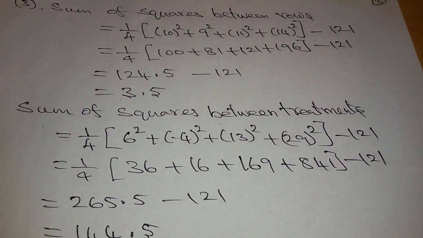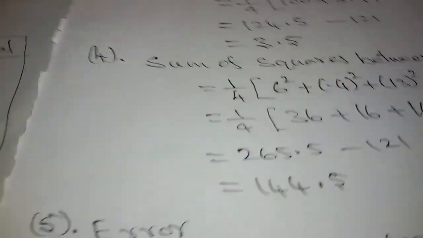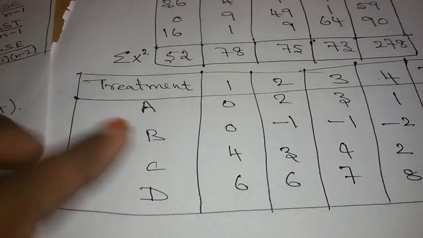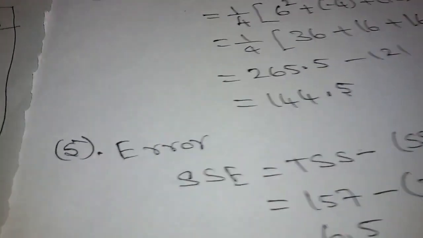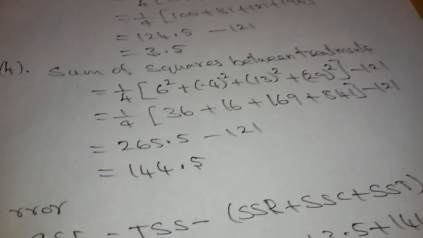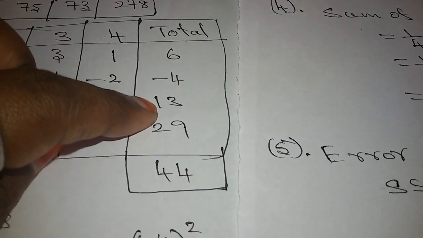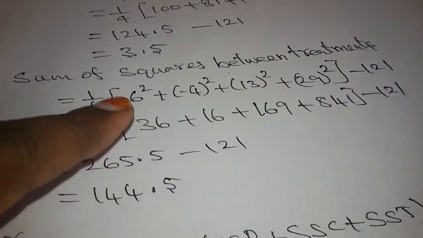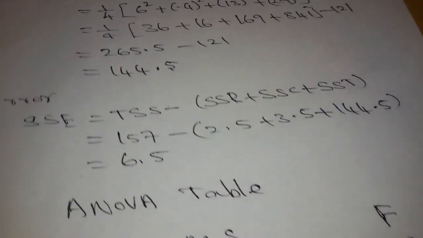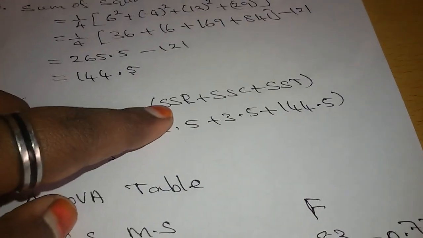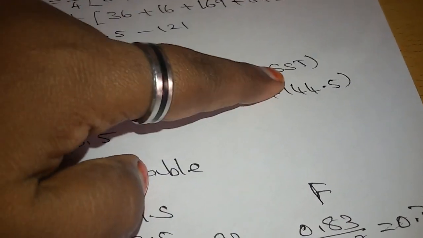Then the sum of squares between treatments. For this you consider the treatment table, arranged in the order A, B, C, D, and consider those totals here. Sum of squares between treatments is 6 squared plus 4 whole squared plus 13 squared plus 29 squared, divided by 4, minus correction factor 121. After simplifying we get 144.5. Therefore the error sum of squares is TSS minus (SSR plus SSC plus SST). Substitute all the values, simplify, and you get 6.5.